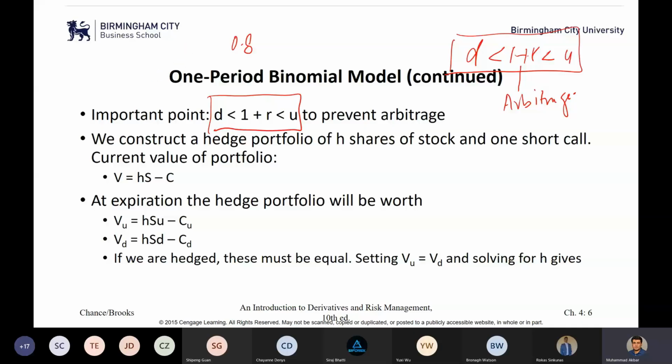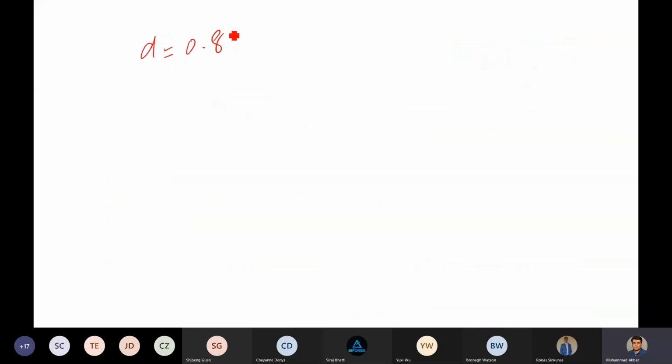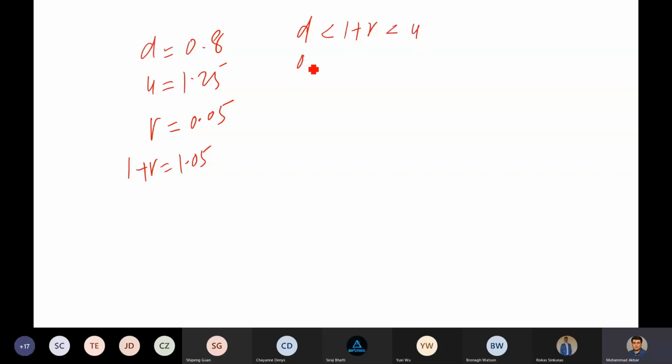So if it is right now 100, if D is equal to 0.8 and U is equal to 1.25, and the risk-free rate is equal to, let's say, 0.05 or 5%. So what is happening here is that we have 1 plus R now equal to 1.05. In this case, our rule is being kept intact, that is 1 plus R is greater than D and it is less than U. So you can see 0.8 and then 1.05 and then 1.25.